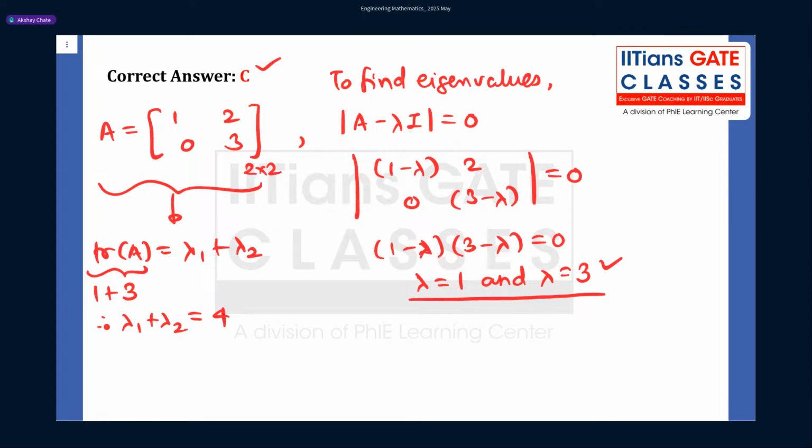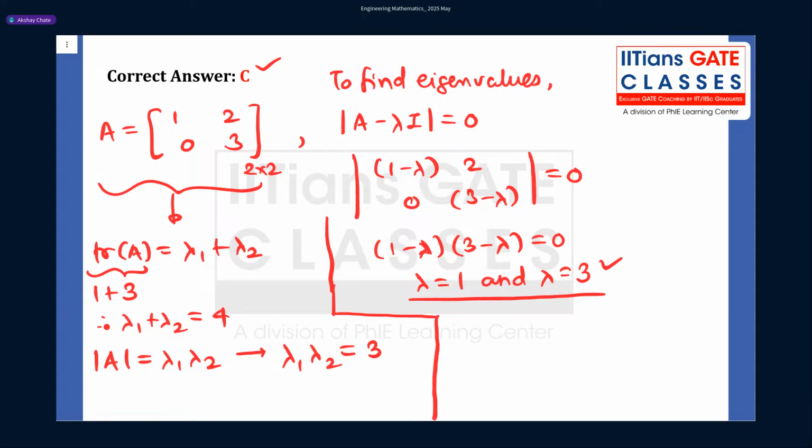And another property of eigenvalues is that the determinant of a matrix gives you the product of all the eigenvalues. Okay, so here it's a 2 cross 2 matrix, so you have only two eigenvalues. So therefore, the determinant of matrix A will be your product of eigenvalues. So that is nothing but 3. Okay. So, based on this information also, one could have solved this problem.